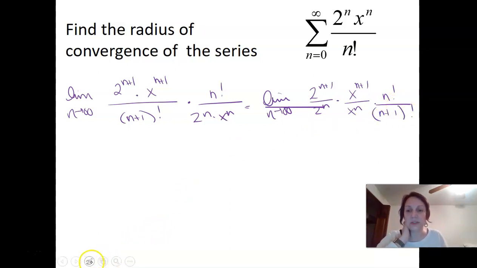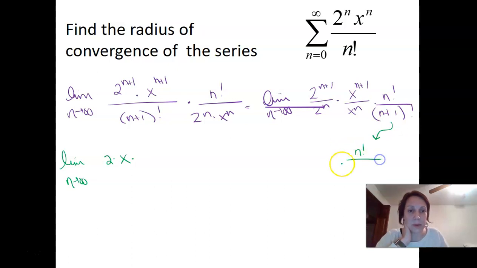Okay, so if that was just an n and an n plus 1, we would say, oh, that goes to 1, or that's no problem. But that's not the case anymore. Right? So now when I simplify, I'm going to have a 2, I'm going to have an x, and this right here is going to be an n factorial on top. On the bottom, I have an n plus 1 multiplied by an n factorial. So my n factorials cancel, and I end up with a 1 over n plus 1.